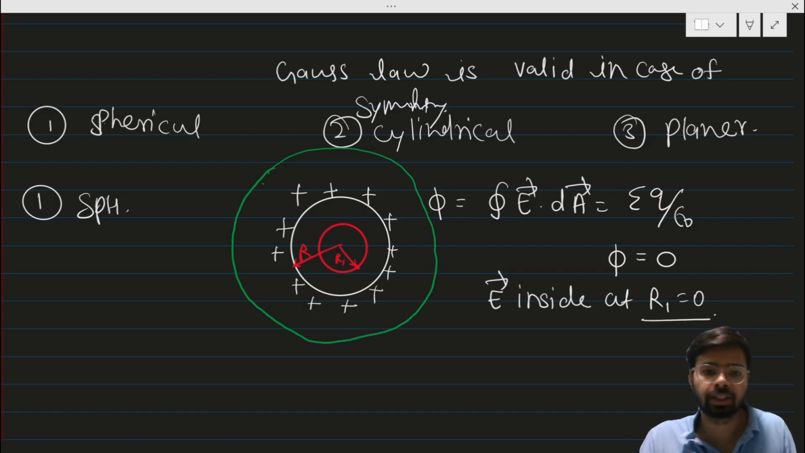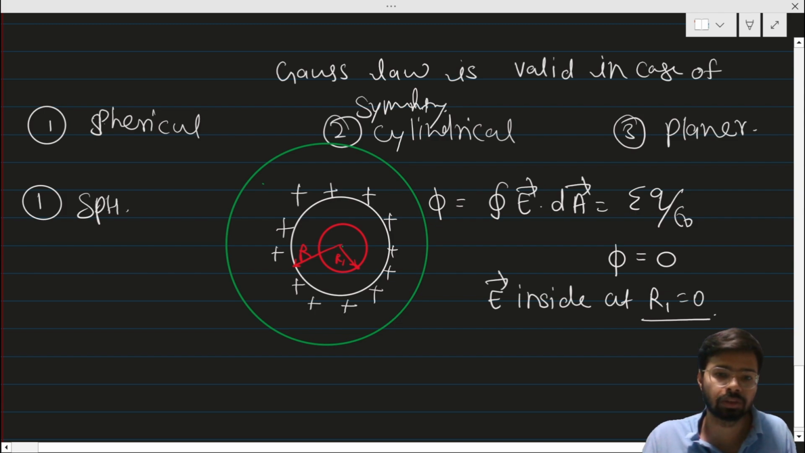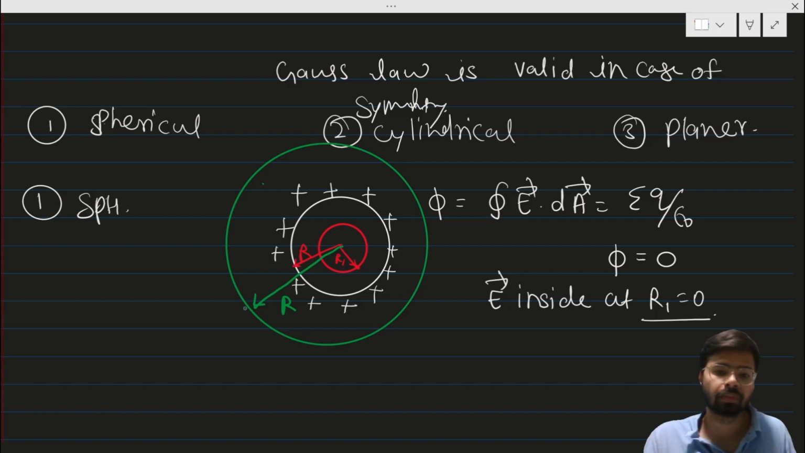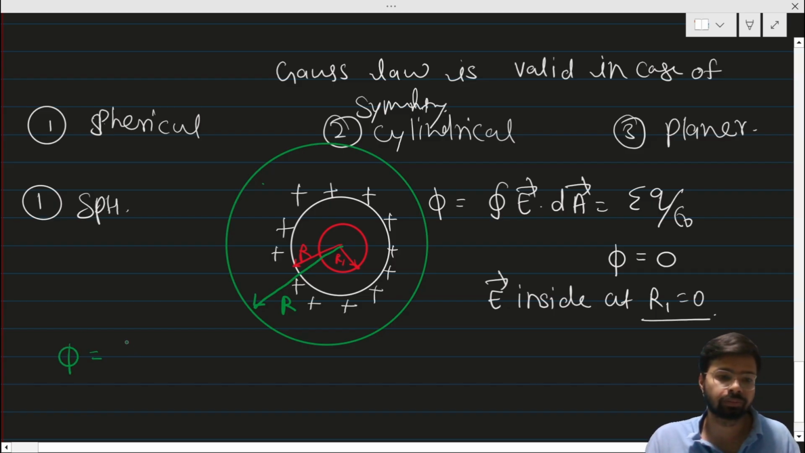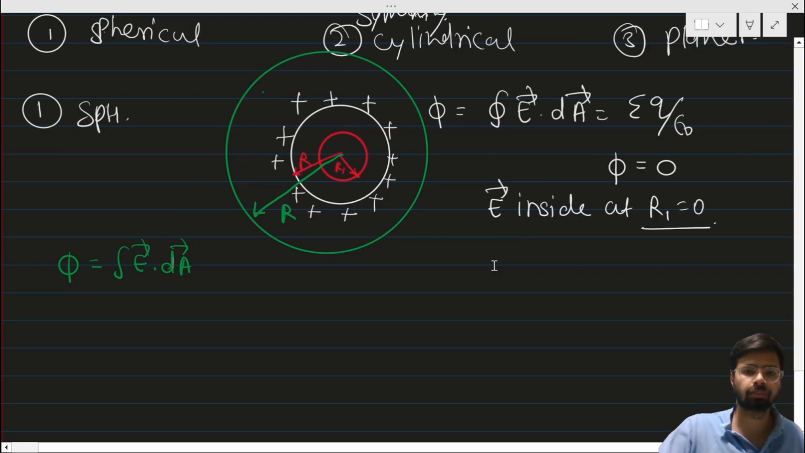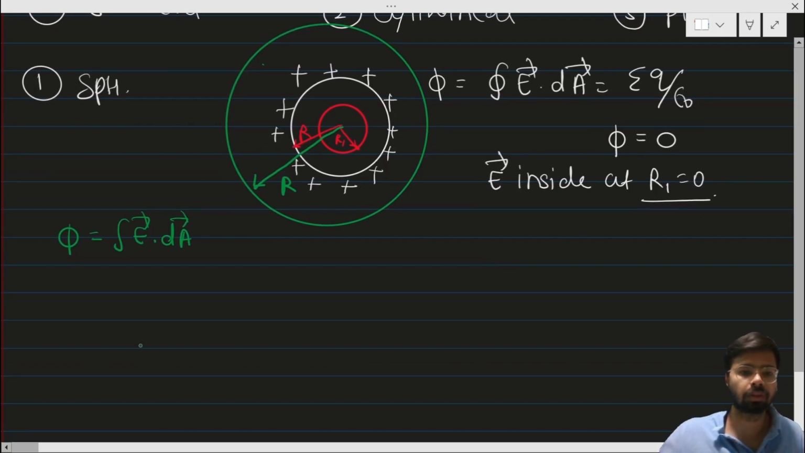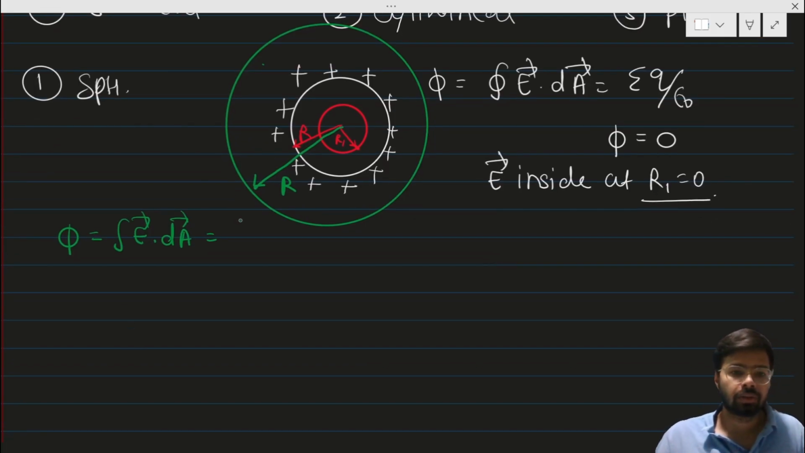What is the electric field at radius r2? Assume this is symmetrical one. So this is r, and this is phi. E vector dot dA vector is equal to summation q over epsilon naught. Summation q is the charge inside this sphere of radius r2.